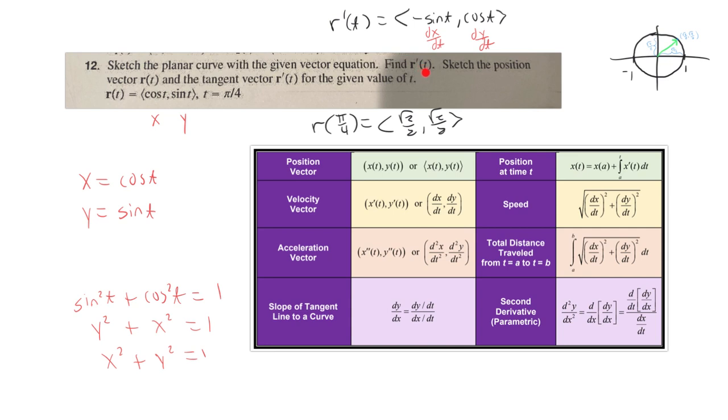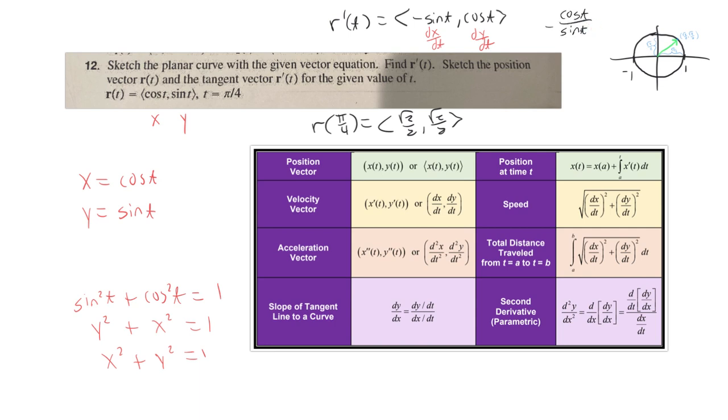R prime of t. They asked us to find that. We did. Well, what did we do? We took the original position vector, and we found the derivative of that. So that's dx with respect to t, and then we did dy with respect to t. That's right here. So according to this, we're going to be putting the dy with respect to t over the dx with respect to t, and that would result in cosine of t all over negative sine of t.